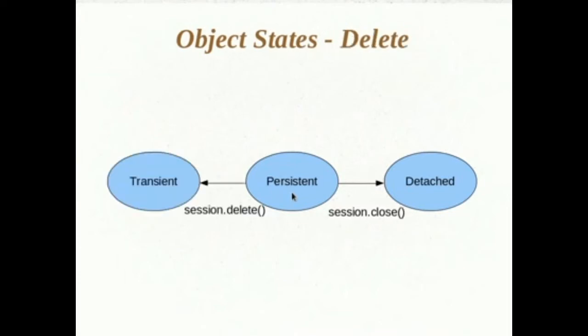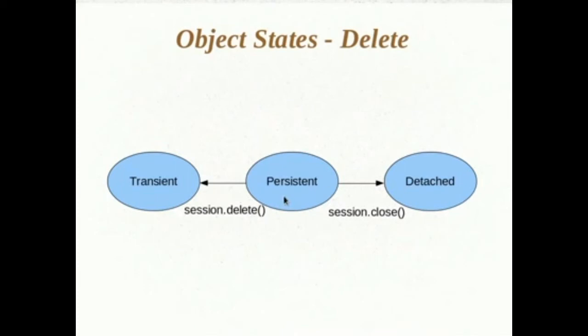Delete again has two flows. Once your object is in a persistent state, of course, an object can be in a persistent state either by using a new and a session.save, or by using a get, which results in an object with a persistent state. Now this persistent object will go to a transient state when we do a session.delete. Now why is it transient? Because once you have a persistent object, you have a corresponding representative of that object as a record in the database. Now when you do a delete, the record in the database is no longer going to be there.